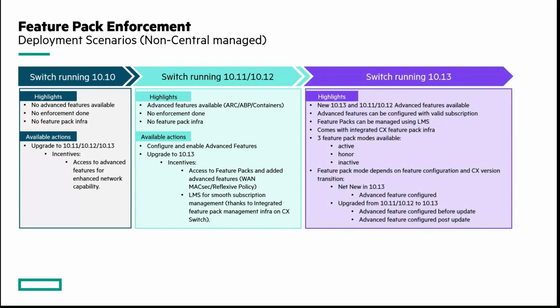Talking about a switch running 10.13, users get access to both new and 10.11, 10.12 advanced features. These advanced features can be configured with a valid subscription, and associated feature packs can be managed using LMS. Once again, this is possible due to the availability of the integrated CX feature pack infra. As discussed earlier, three feature pack modes are available: active, honor, and inactive. The application of these modes depends on the feature configuration and CX version transition, which are: number one, a net new switch in 10.13 where advanced features are configured for the first time on the switch.